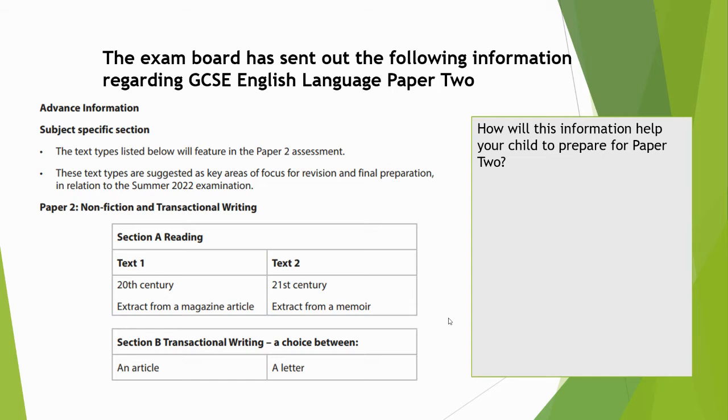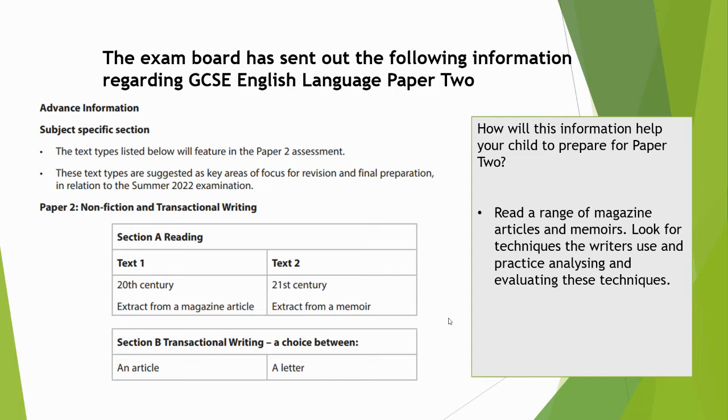So how will this information help your child to prepare for paper 2? First of all, it would be a really good idea, knowing that they've got to respond to a magazine article and a memoir, to read a range of magazine articles and memoirs. So memoirs are basically things like autobiographical writing. So it might be worth picking up a few autobiographies from maybe the library or from your own bookshelves, and just having a look at the ways that people write about their own lives in order to make it interesting for the reader.